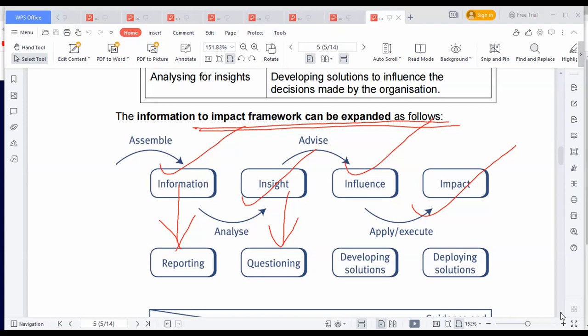When you are influencing, you are developing solutions, and then you also have to deploy solutions. Developing solutions and deploying solutions are two different things. It's very important, guys, that you understand each of these at each stage.